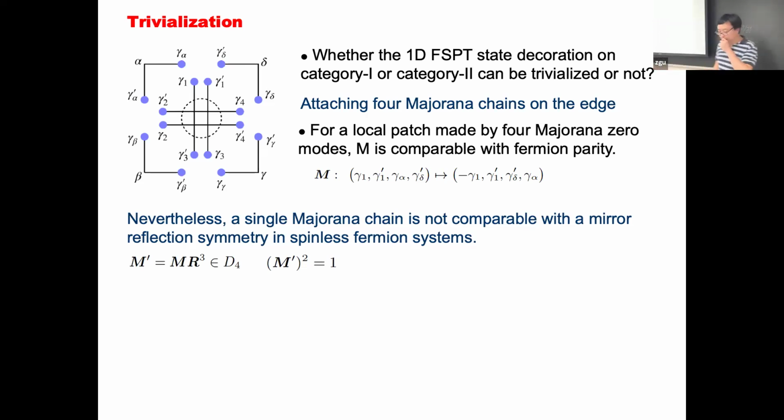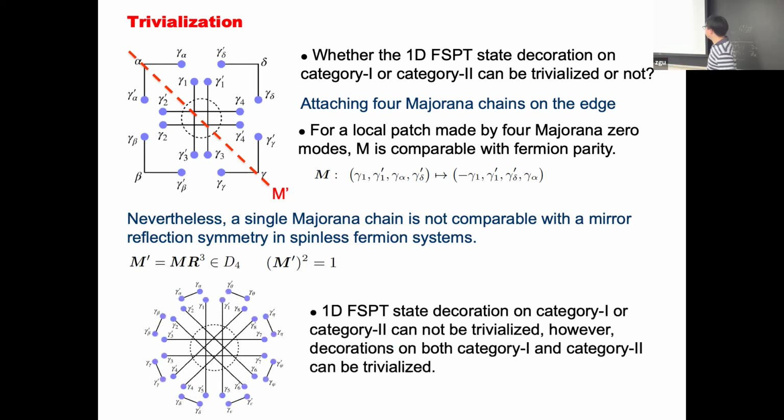But actually, there's something subtle, because we not only consider reflection in the vertical and horizontal direction, right? For the D4 group, we also have reflection on the diagonal direction. But on the diagonal direction, we are going to cut this Majorana chain. So that operation we already know from the 1D lessons. It's not allowed. If we think about the mirror reflection m squared equal to +1, it's only allowed for the -1.